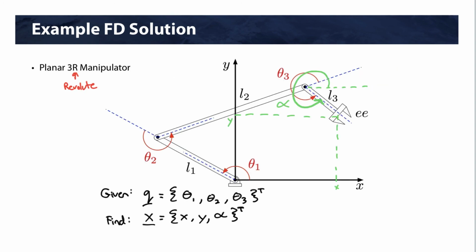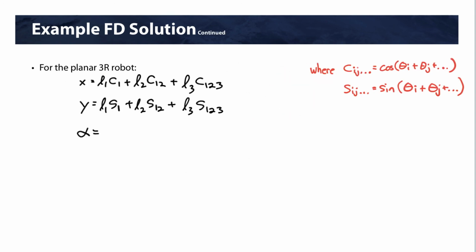Alpha, remember, is the angle of our end effector measured relative to our horizontal axis. And it is just simply going to be theta 1 plus theta 2 plus theta 3. So pretty simple. So alpha is going to be theta 1 plus theta 2 plus theta 3. And there you have the complete forward displacement solution for a planar manipulator. You can do something similar for different planar geometries just using trig.